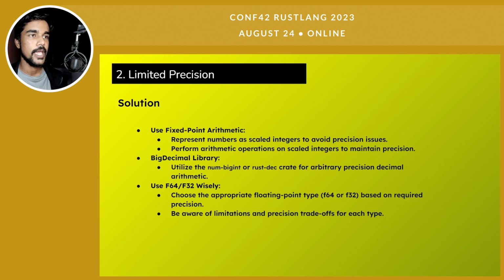This is also an advanced approach, but it is quite useful. You can Google up more about big decimal here. I won't be covering it in a lot of detail, but you can use the num-bigint crate and the rust_decimal crate for arbitrary precision decimal arithmetic. And obviously, one more choice we have left here is a trade-off between memory and precision. So you have to choose between f64 and f32 wisely, depending upon what your requirements are.